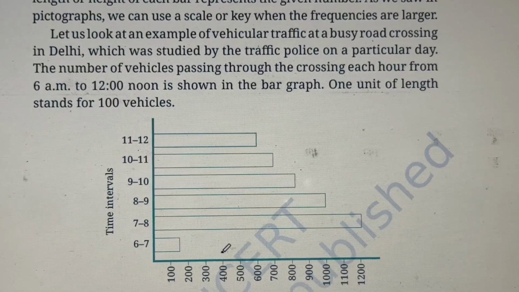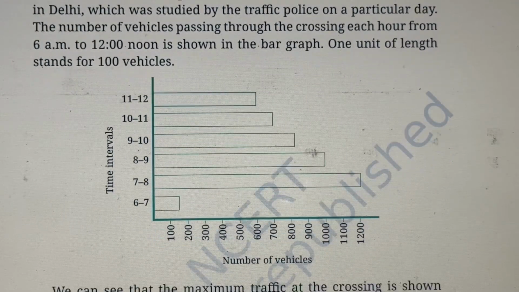Now we can see the maximum traffic and you can answer so many questions based on this bar graph, right? Like you can see that minimum traffic is between 6 to 7, between 7 to 8 it is maximum, then 8 to 9 also it is quite good traffic, but it is reducing slowly. From 7 to 8 it is highest, and then slowly the traffic is reducing by 12 o'clock. So many questions can be answered based on this information given on the bar graph.